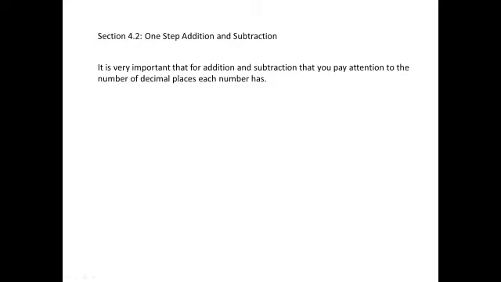Section 4.2, One-Step Addition and Subtraction. It is very important that for addition and subtraction you pay attention to the number of decimal places that each number has. Example, compute 4.5 plus 0.7. Notice that both of these numbers have one digit after the decimal point. Because of that, we can do the calculation directly without any changes. 4.5 plus 0.7 is equal to 5.2. This is very much like doing 45 plus 7.